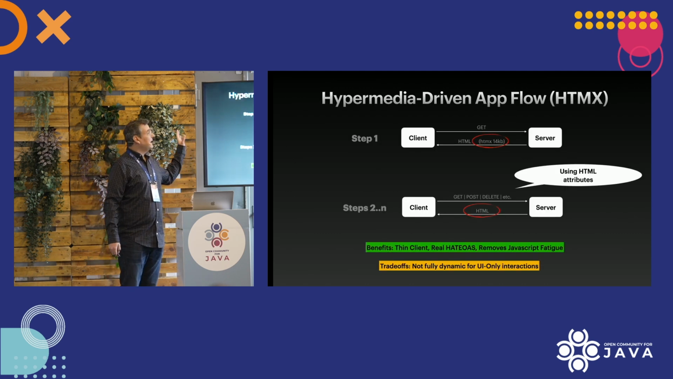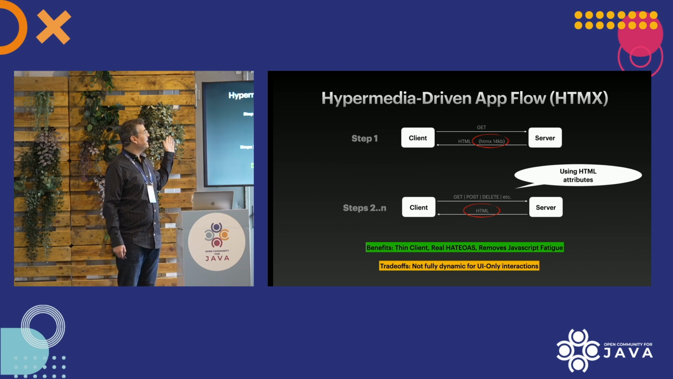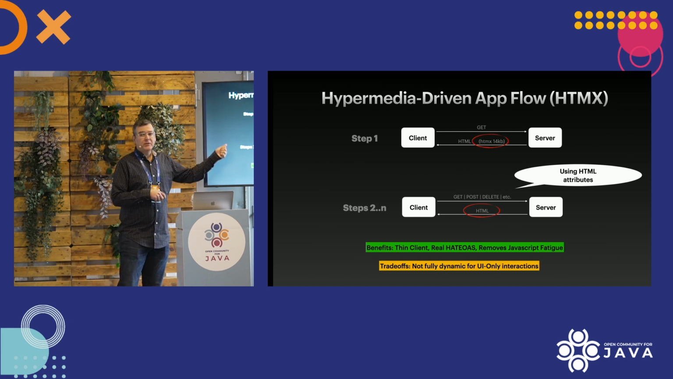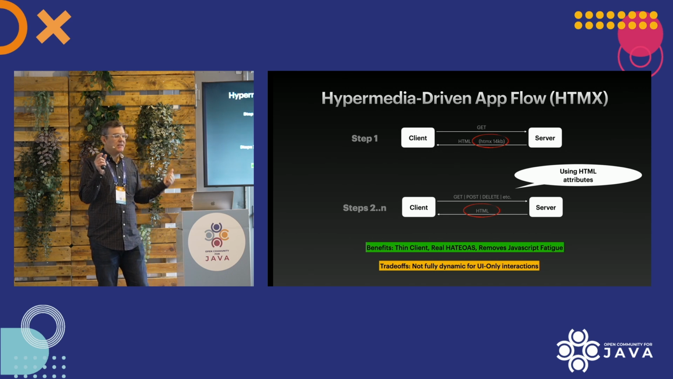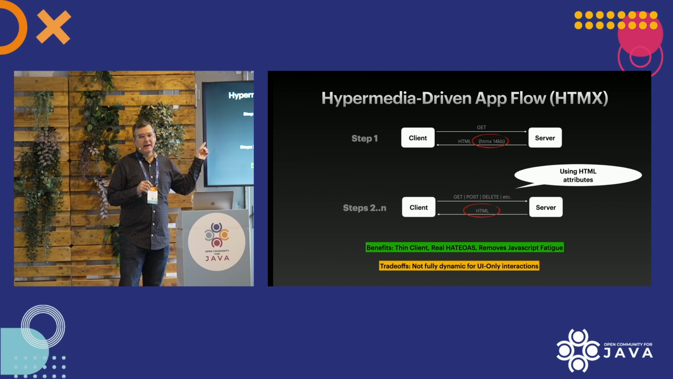Now, an application built with HTMX can be considered a hypermedia-driven application. And the flow is very similar to the other one with two key differences. In step one, we can see that instead of returning a huge bundle, the server returns HTML directly and just the HTMX library, which is really tiny, 14 kilobytes when minified.